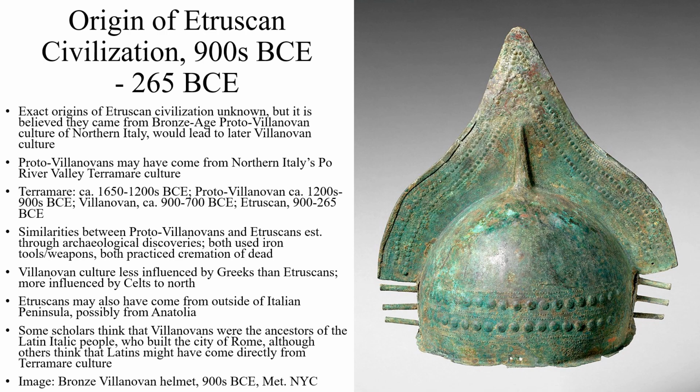There are also some theories for why Etruscan material culture is so Mediterranean in its flavor. We think that perhaps some of the people who became Etruscans may not actually have been from Italy. They may have been from the Eastern Mediterranean, possibly Anatolia, and they settled in northern Italy, intermarrying with Proto-Villanovan people to create a new Etruscan culture.